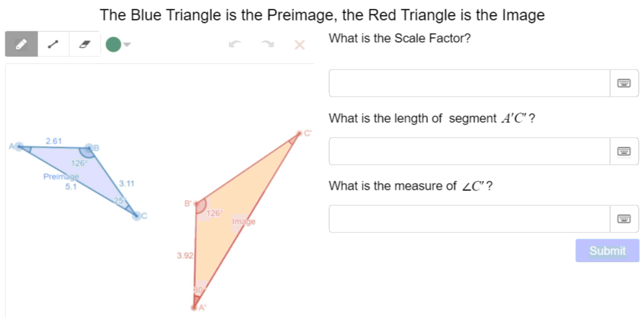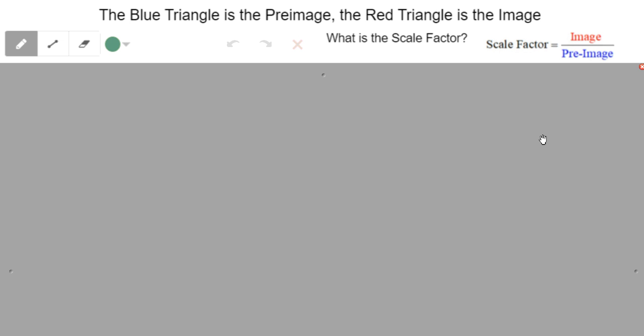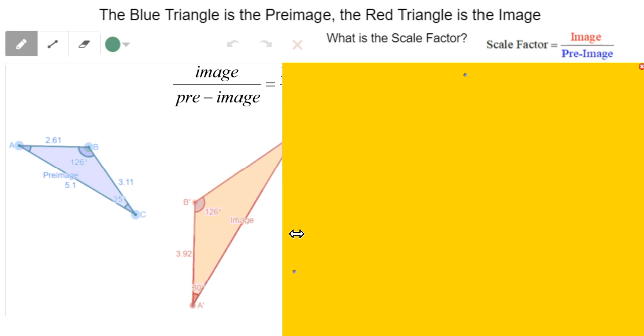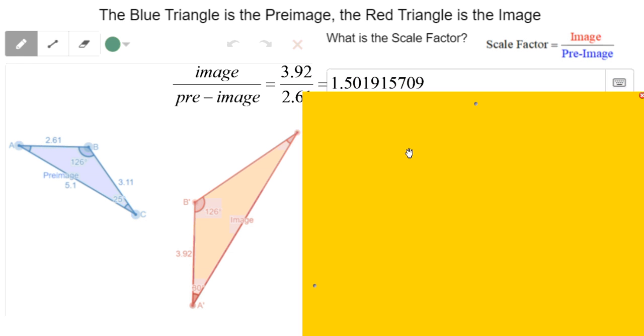So on Desmos, your first one says the blue triangle is the pre-image and the red triangle is the image. What is the scale factor? Well, again, we've defined scale factor as the image compared to the pre-image. So, looking at our diagram, we know our image is 3.92 and the pre-image is 2.61. So this is our exact scale factor, and here's our decimal approximate.